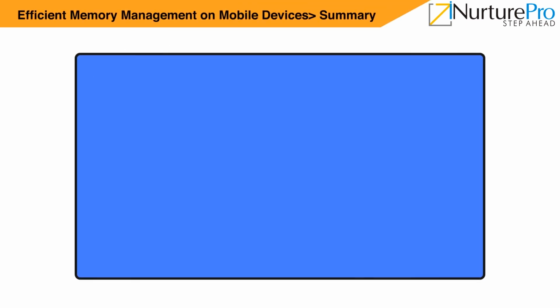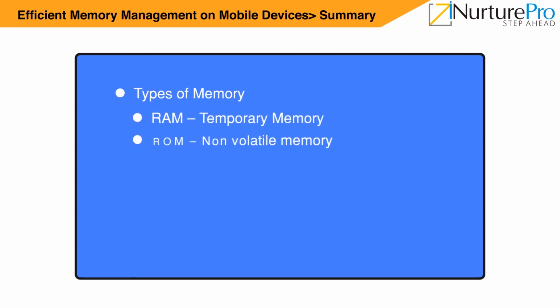Let us have a quick recap on what we discussed. Types of memory used in mobile phones. There are 3 types of memory. They are RAM, ROM and flash memory. RAM is used for storing files temporarily, whereas ROM is used for storing codes of software programs and static data. Flash memory is electrically erasable programmable read-only memory.